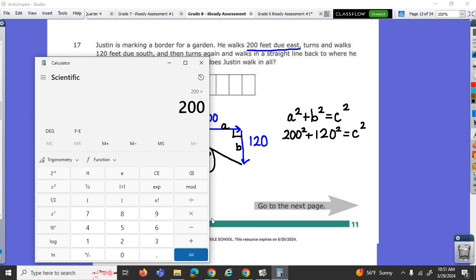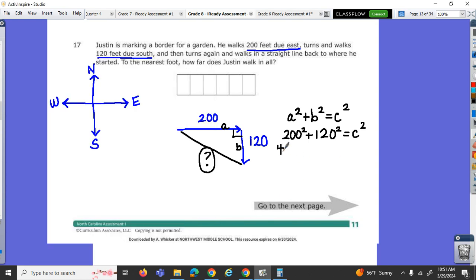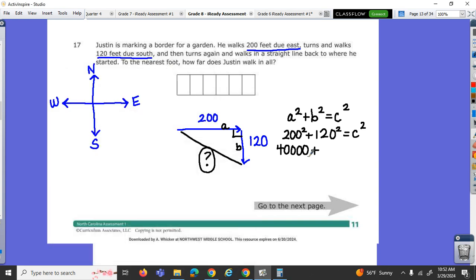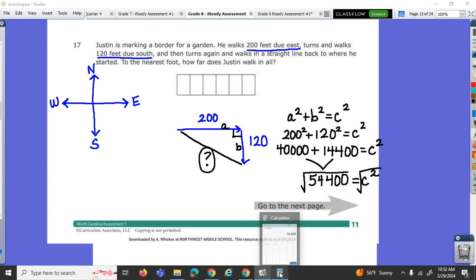So 200 times 200 or 200 squared, of course, is 40,000. Watch those zeros. All right, 120 squared. I'll use the squared button since you have that on your calculators too. 14,400 equals C squared. Okay, add those two together, which if you need your calculator is fine, but I can do that just by mental math here. 54,400 equals C squared. Okay, now remember the opposite of squaring is finding the square root. So we're going to find the square root of 54,400.